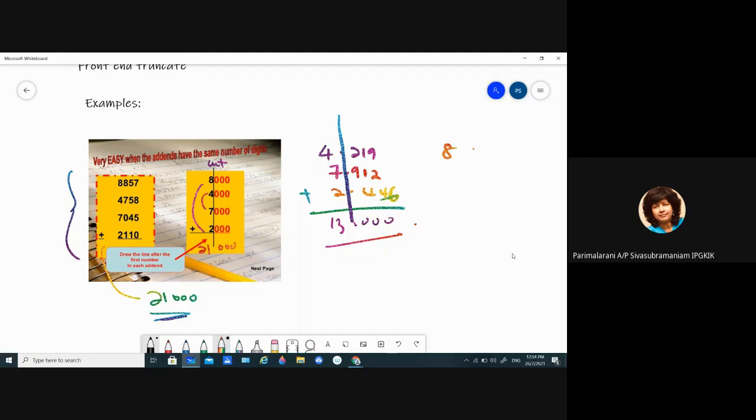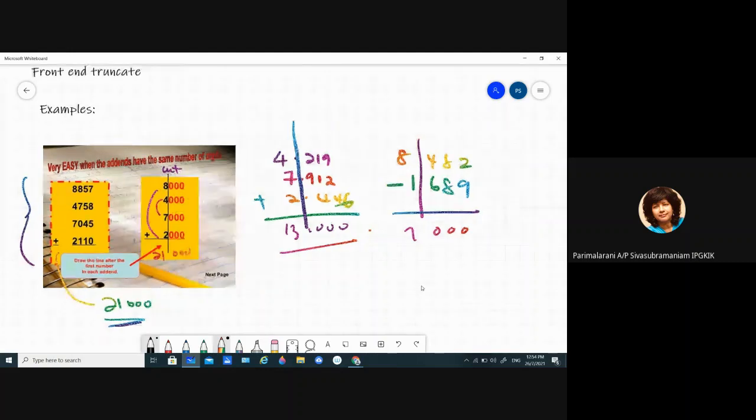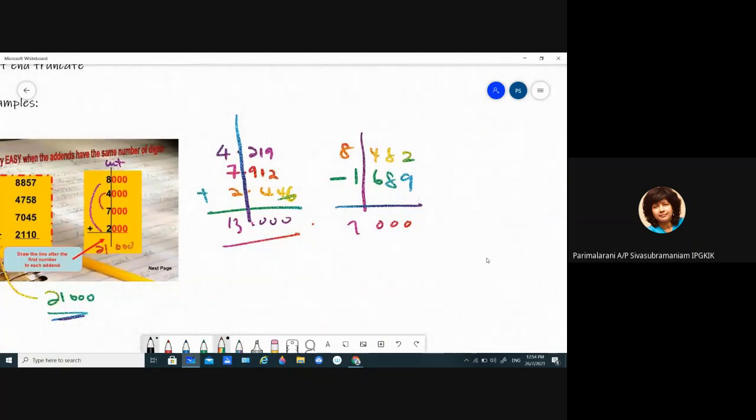Another example, you want to subtract 1689. Also, you can truncate this, so it will be around 7,000. Or if you want to use it for a fraction, say 1/8 times 3 2/5, you can truncate here. Just take 4 times 3 is equal to 12. So your answer is about 12.